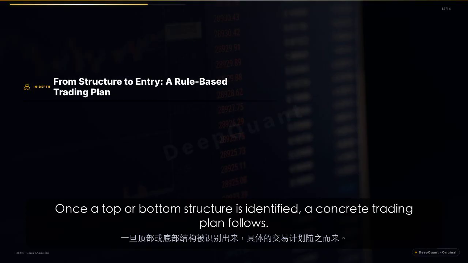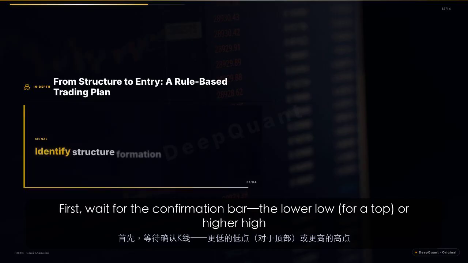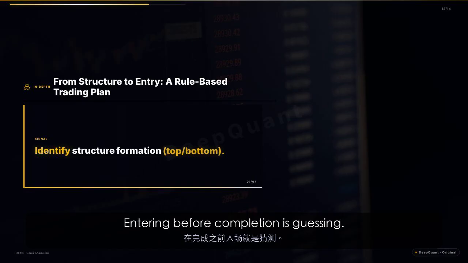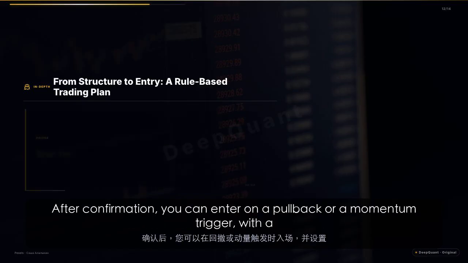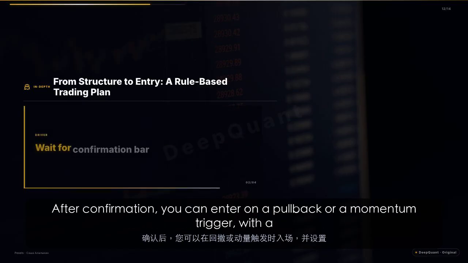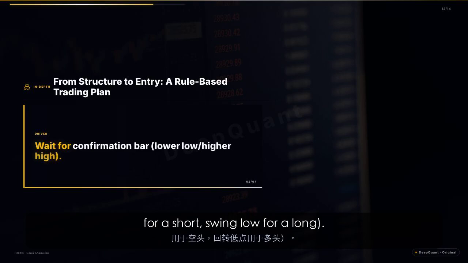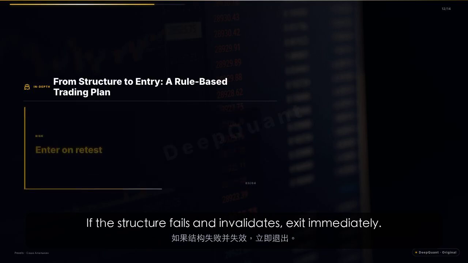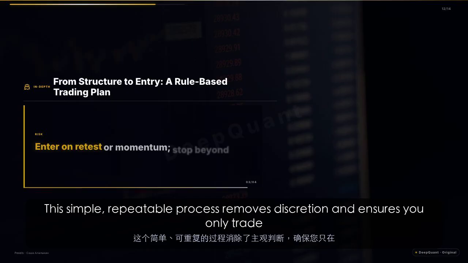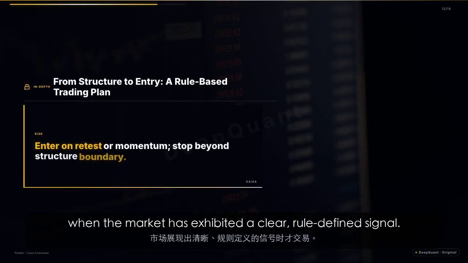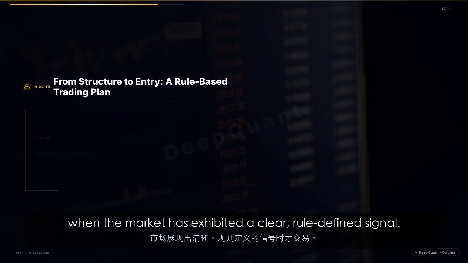Once a top or bottom structure is identified, a concrete trading plan follows. First, wait for the confirmation bar, the lower low, for a top, or higher high, for a bottom. Entering before completion is guessing. After confirmation, you can enter on a pullback or a momentum trigger, with a stop-loss placed just beyond the structure's extreme, the recent swing high for a short, swing low for a long. If the structure fails and invalidates, exit immediately. This simple, repeatable process removes discretion and ensures you only trade when the market has exhibited a clear, rule-defined signal.